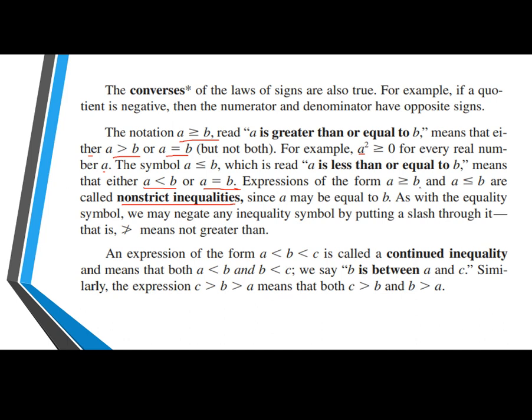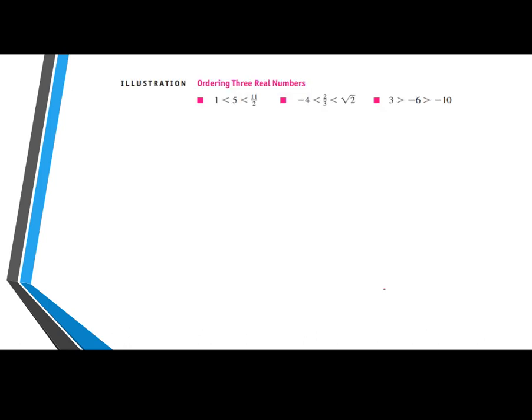An expression of the form A is less than B and B is less than C is called a continued inequality and means that both A is less than B and B is less than C. We say B is between A and C. Similarly, the expression C is greater than B and B is greater than A means that both C is greater than B and B is greater than A. So we have an illustration here, ordering three real numbers.